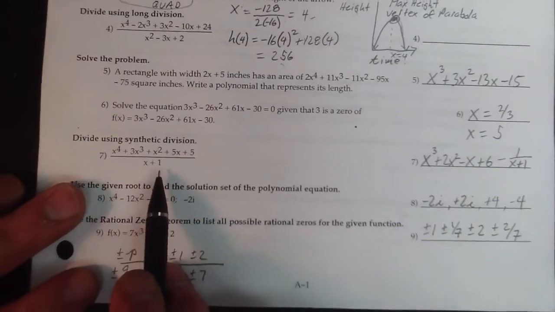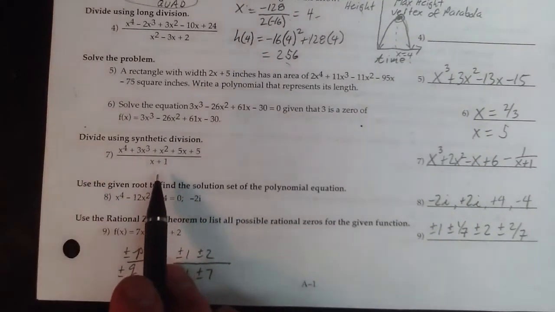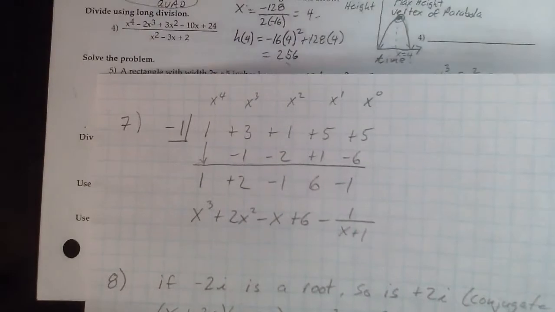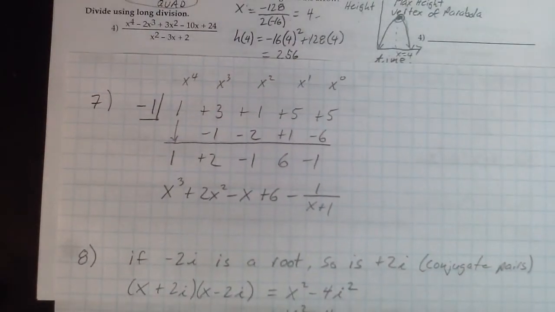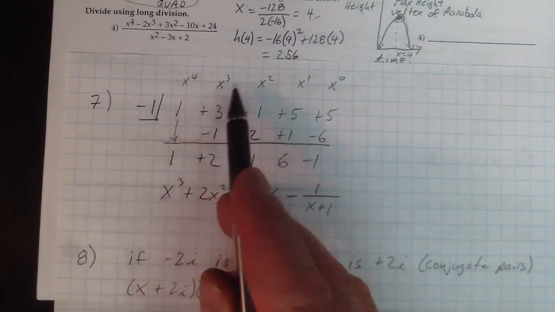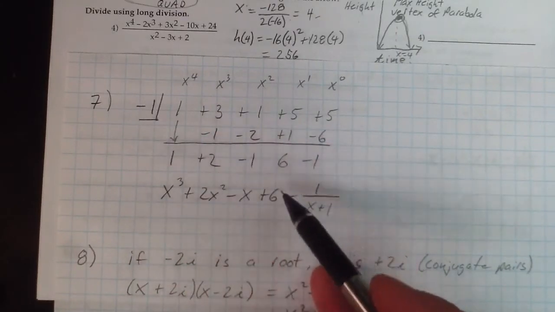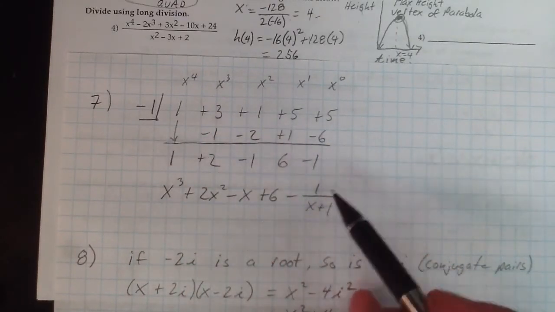Problem number 7, synthetic division, straight up. Okay, there's my synthetic division and my setup. I like to put these little guys up here just to help me keep things straight. I do the synthetic division. I do get a remainder.